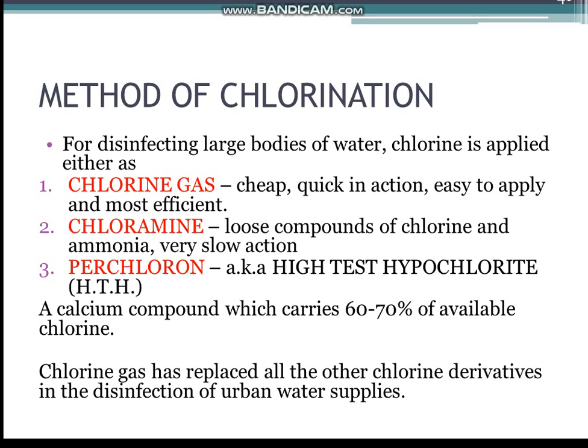Second, chloramines are loose compounds of chlorine and ammonia. They have less tendency to produce chlorinous taste and give a more persistent type of residual chlorine. The greatest drawback of chloramines is that they have a slower action than chlorine, and therefore they are not being used to any great extent in water treatment.